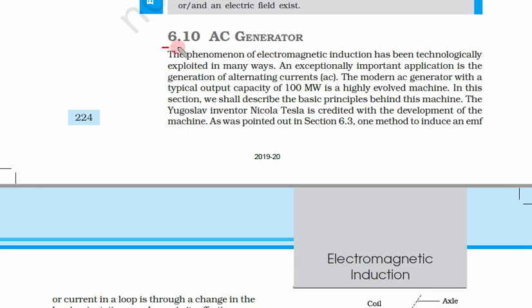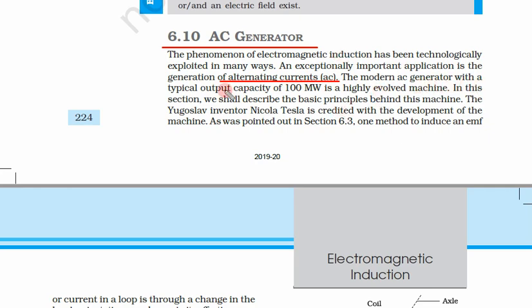So we were seeing about the AC generator. The phenomenon of electromagnetic induction has been technologically exploited in many ways. An exceptionally important application is the generation of alternating current. So AC is one of the most important inventions.